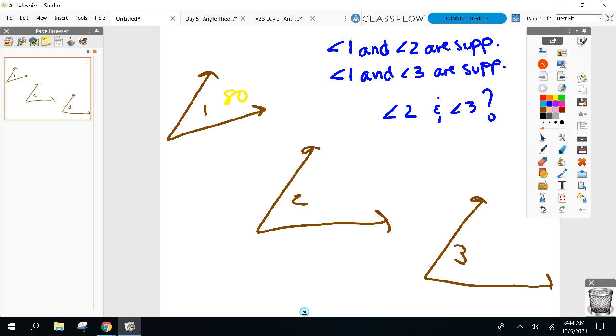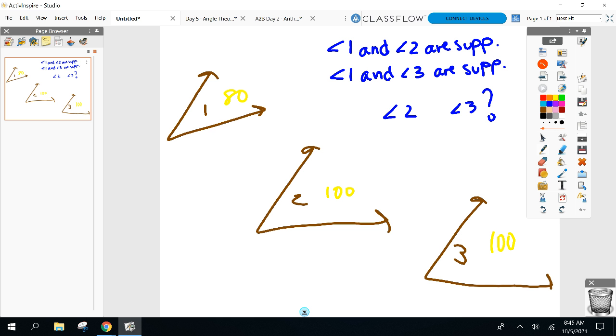80 degrees, angle 1. What's got to be angle 2? 100, because they're supplementary. Just pretend it's 100. And 1 and 3 are supplementary. So what's angle 3? Are 2 and 3 supplementary? No, but they are congruent. There you go.